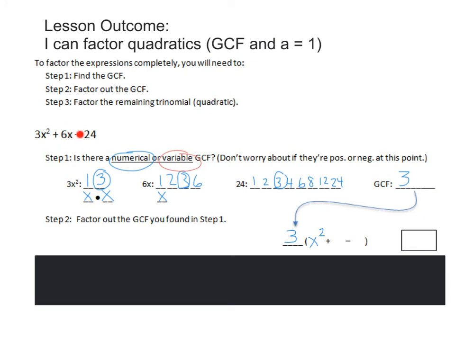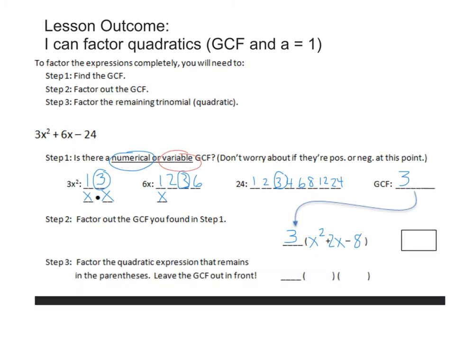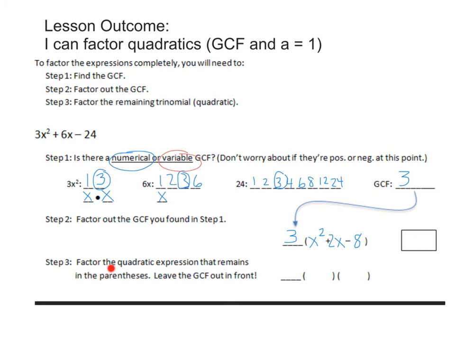Then the second term, 6x, if I factor 3 out of 6, it's 3 times 2. That will give me that 6, so 2. And then the x that is in that term will remain. And then lastly, I have the 24, and the negative is already accounted for. That 24, if I factor out a 3, it's 3 times what value gives me 24, and that is 8. Okay, so now our third step is to factor the quadratic expression that remains in the parentheses.